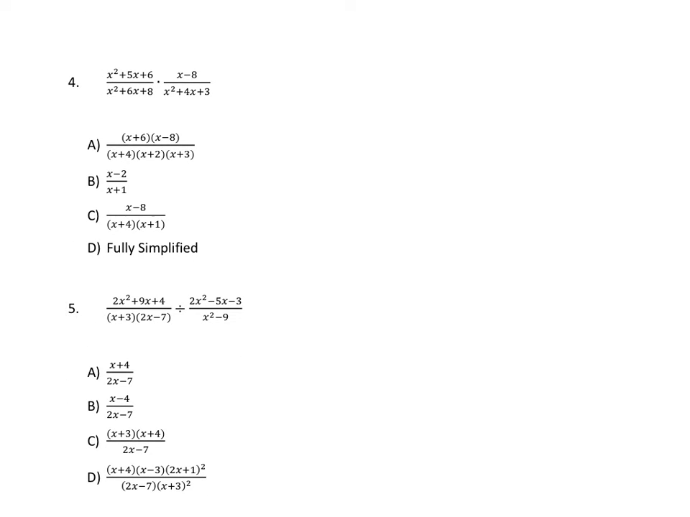In number 4, it's a similar problem. We're still multiplying. It's just going to involve a little bit more factoring. So the first thing I'm going to do is factor the numerator here. I've got to think about what multiplies to 6 but adds to 5, and that's going to be 3 and 2. What multiplies to 8 but adds to 6 is going to be 4 and 2. X minus 8 will stay x minus 8. Then I'm going to think about what multiplies to 3 but adds to 4, and that'd be 3 and 1.